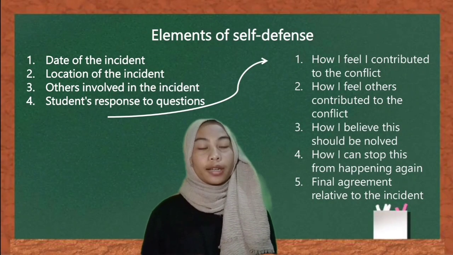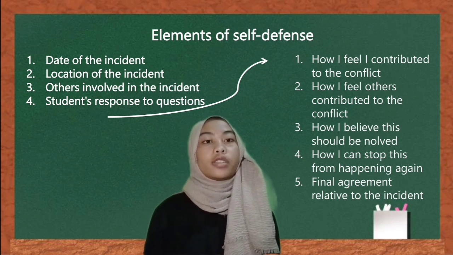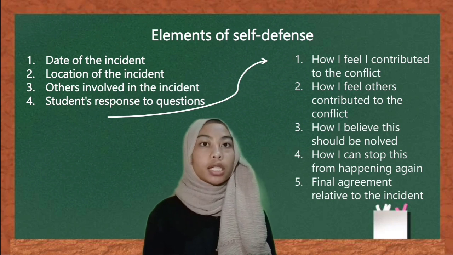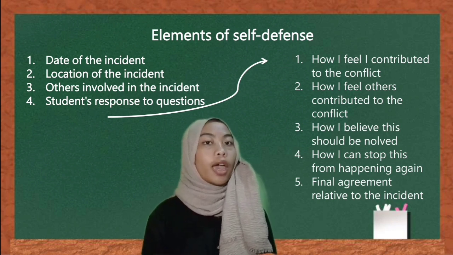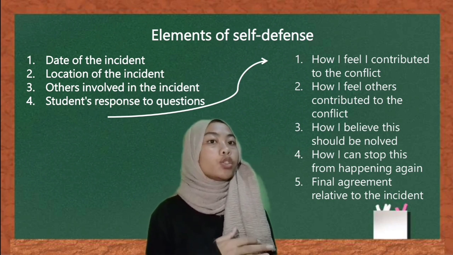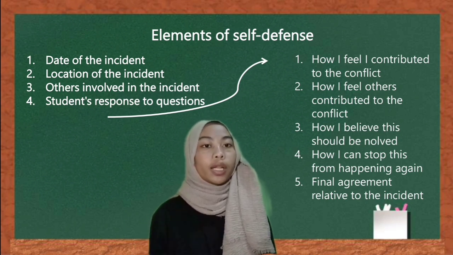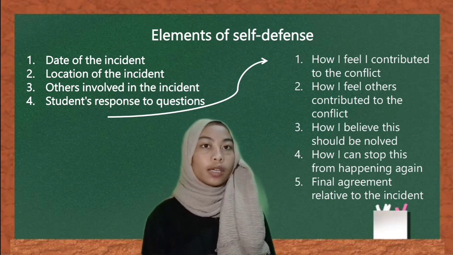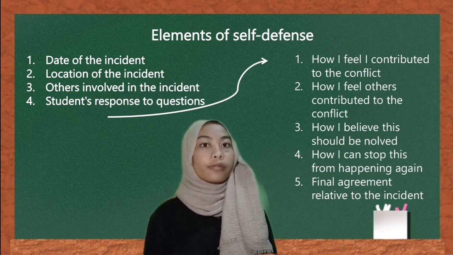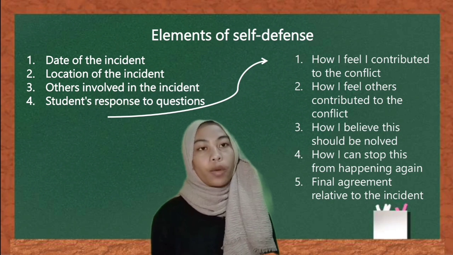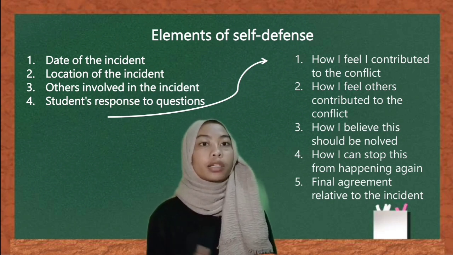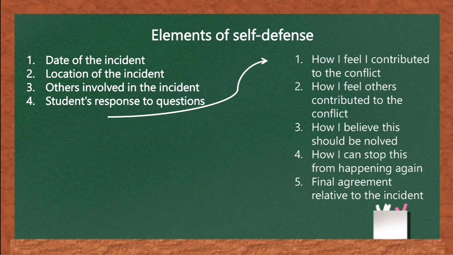Elements of self-defense. The first is the date of the incident, and the second, location of the incident. Third, others involved in the incident, and the last, student responds to questions like how I feel I contribute to the conflict, how I feel others contribute to the conflict, how I believe this should be resolved, how can we stop this from happening again, and the last question is final agreement relative to the incident.